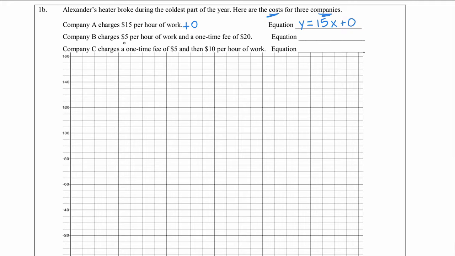Company B charges $5 per hour of work and a one-time fee of $20. Y equals $5 times the number of hours they worked, plus they started with a fee of $20. So that's a one-time fee or a y-intercept. Company C charges a one-time fee of $5 and then $10 per hour of work. Notice they changed the order on you here, so really be careful of that. One-time fee means y equals blank x plus 5, and the blank would be the cost per hour, which is the second part of the sentence, $10 per hour of work. So we have 3 equations there.